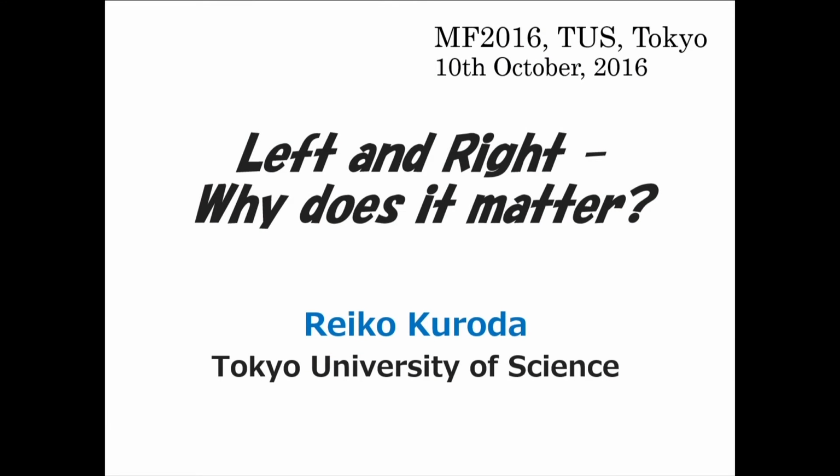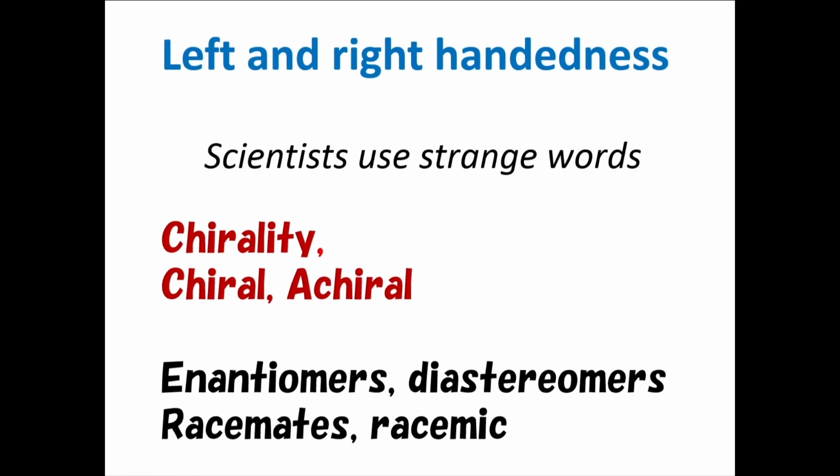However, the title of my talk today is Left and Right. Why does it matter? Scientists sometimes use very strange words. So we have to learn them very quickly, but it's not that difficult. Chirality, chiral, achiral, enantiomers, diastereoisomers, racemic, racemate. Oh, very strange. But there are reasons. If you know the origin of these words, it's not that difficult, and you learn them very quickly, okay?